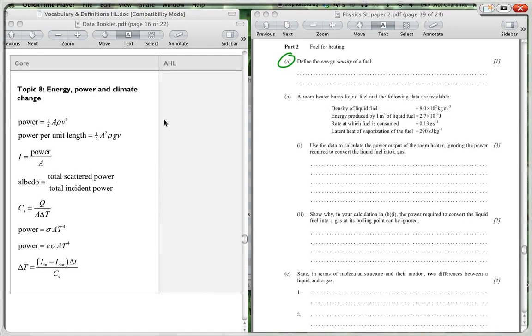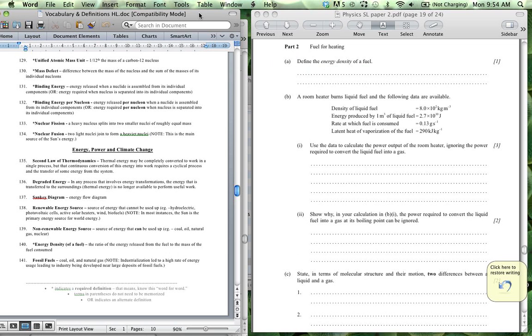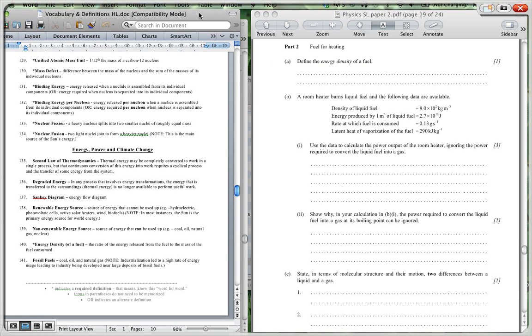Here we have in question A, it says define the energy density of a fuel. In a definition, you really got to note clearly what that definition is. So the energy density of the fuel is the energy released from that fuel per unit mass. In our list of definitions, we have it here: the energy density of the fuel, the ratio of the energy released from the fuel to the mass of the fuel consumed. So it's the energy released per unit mass of the fuel.